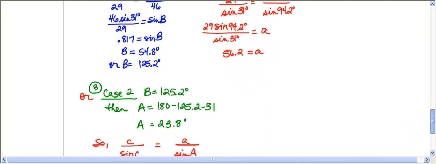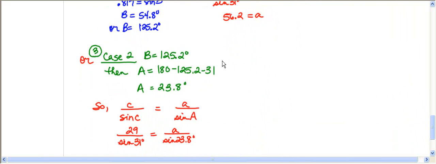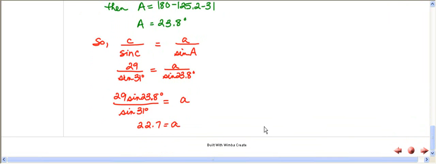Now the other case that we have to consider is if B is 125.2. So then angle A would be 180 minus the 125.2 minus the 31 degrees that we were given. So angle A would be 23.8 degrees. And then we plug into the law of sines. So c over sine C is equal to a over sine A. So therefore 29 over sine of 31 degrees is equal to a over sine of 23.8 degrees. And lastly, we multiply by the sine of 23.8 degrees. Calculating that gives us that a is 22.7.